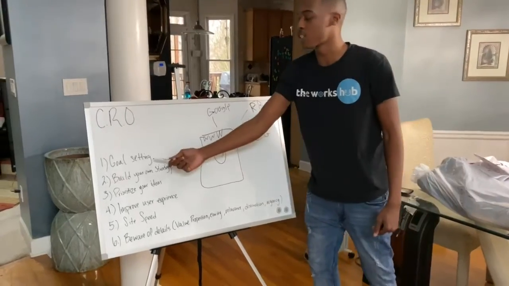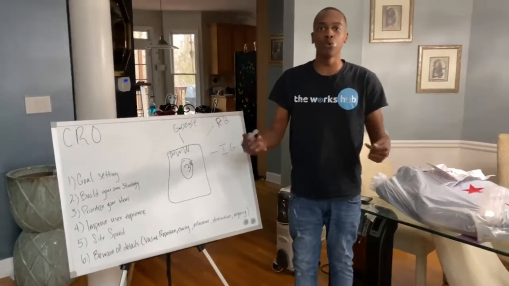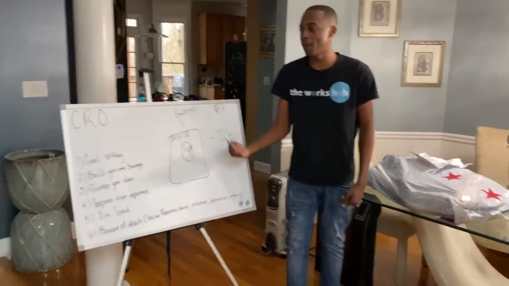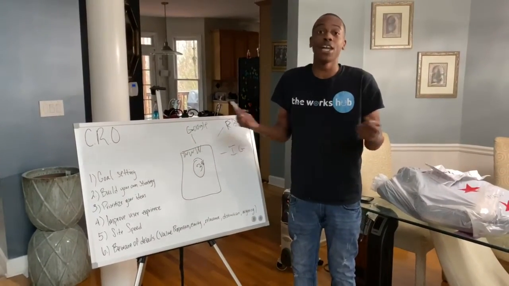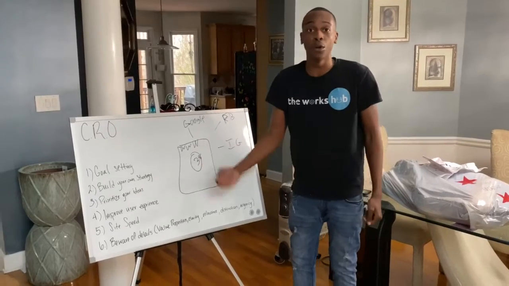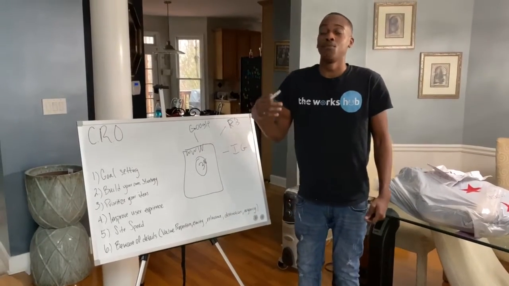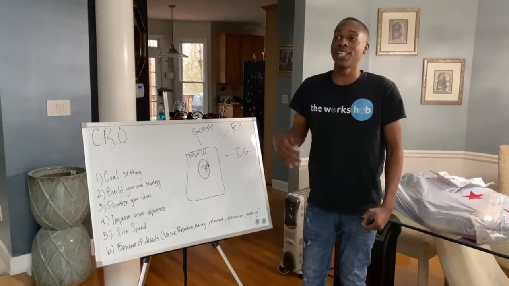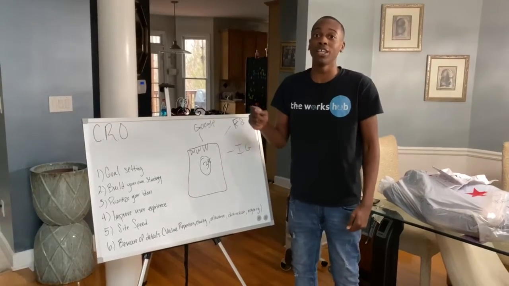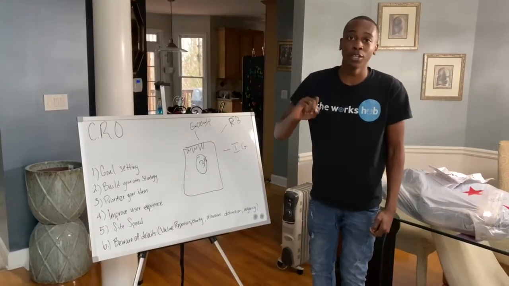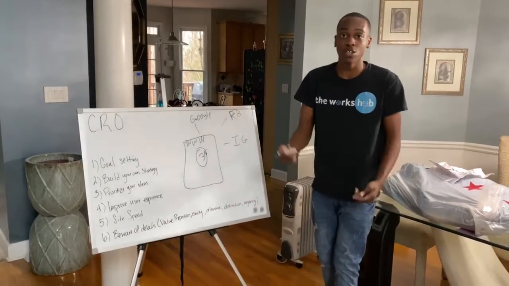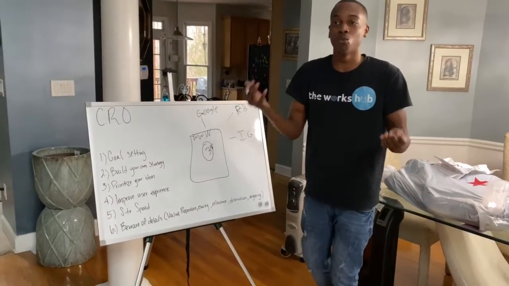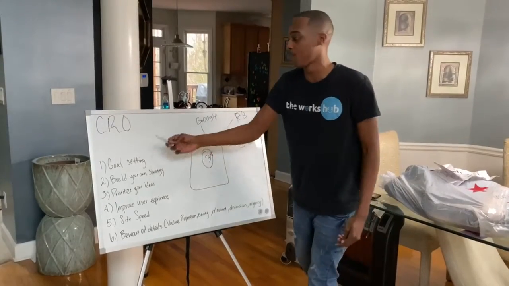So the first one is goal setting. What do you want to accomplish on your website? What are you trying to accomplish? It's different for everybody. If you're a makeup artist, you're trying to book appointments. If you are a business consultant, you're trying to get leads for your business. You're trying to get people to leave their information and describe the problem that they're having so that you can contact them and solve it. So I just want you to go ahead and decide what your goal is from the very beginning.